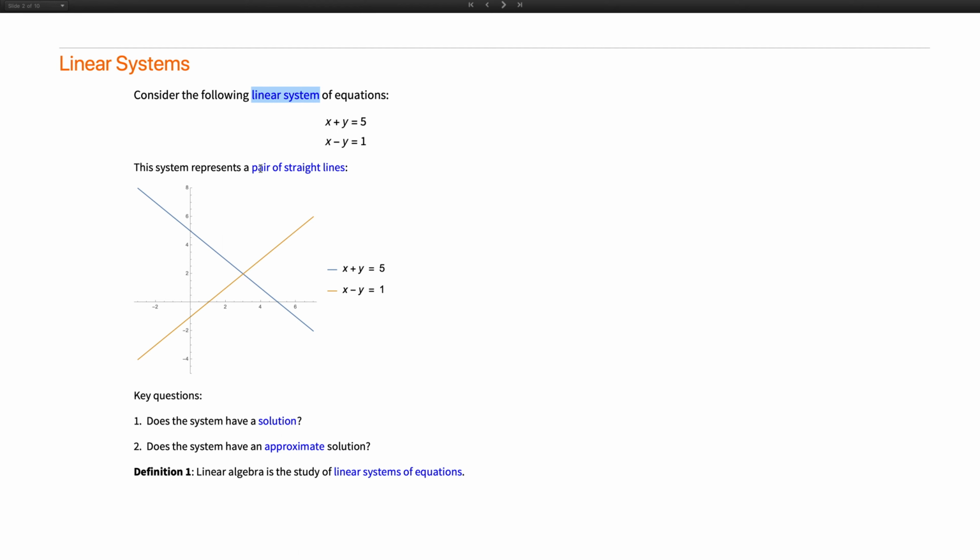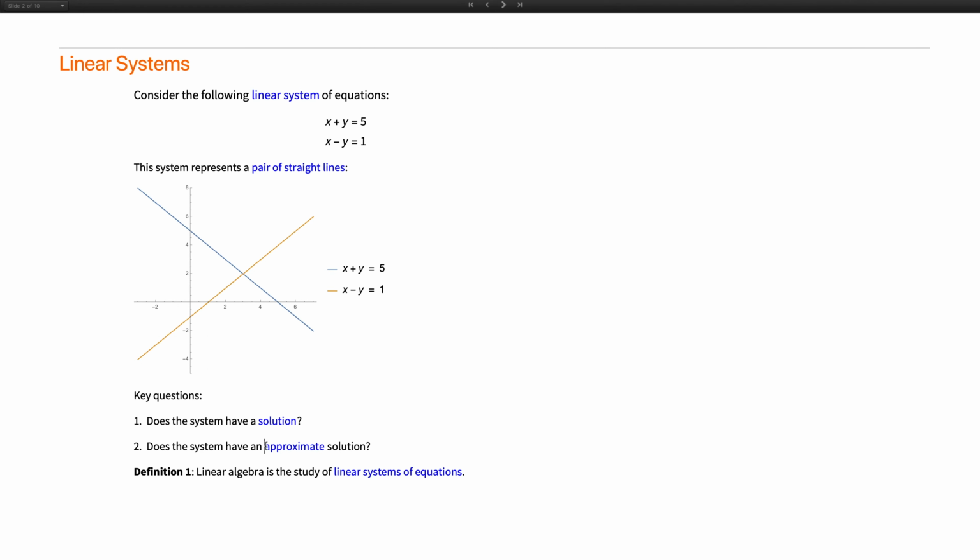And that, of course, is just a pair of straight lines in the plane, which you can see graphed over here. Now, given such a system, we have some key questions to ask. So, for example, does the system have a solution or not? Now, in this simple case, of course, we have that x is 3 and y is 2, and that's the solution. But in some other cases, you may not really have a solution at all, or it might be quite hard to find a solution.